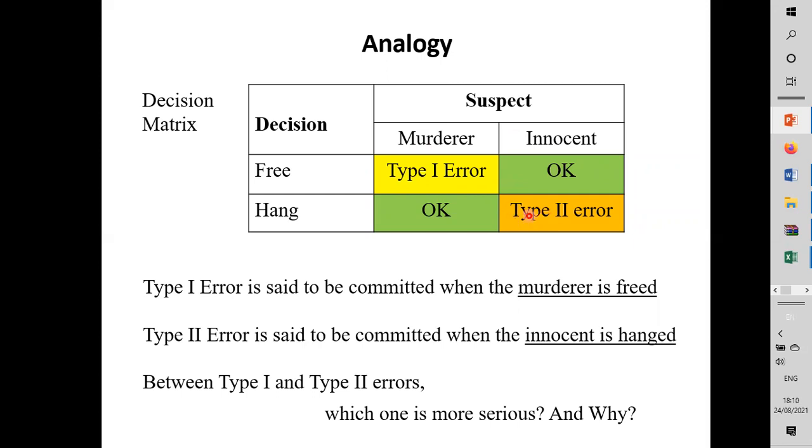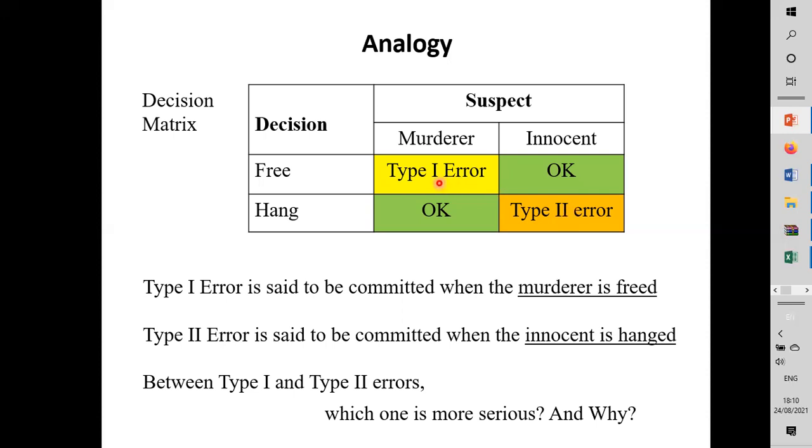Sorry, to minimize type 2 error means to reduce the chances of an innocent being hanged, isn't it? Type 2 error here means what? Type 2 error is what? Hanging an innocent, right? Yes. So minimize type 2 error means minimizing the chances of an innocent being hanged, right?